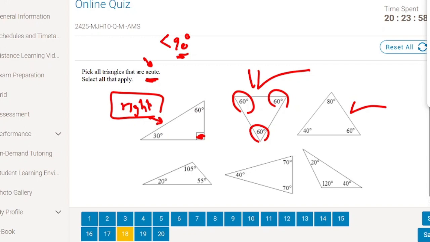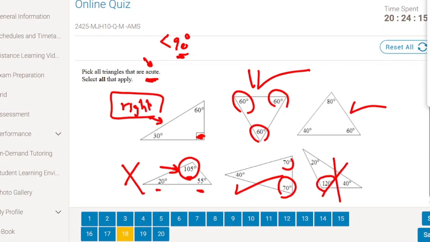I have this triangle 20, 55, 105. This is not acute, it's obtuse. And this one 70, 70, 40. Yes, right answer. 20, 40, and 120, 120 is more than 90, so this is the wrong answer. This is a right answer. This is a wrong answer. Right answer. Wrong answer.